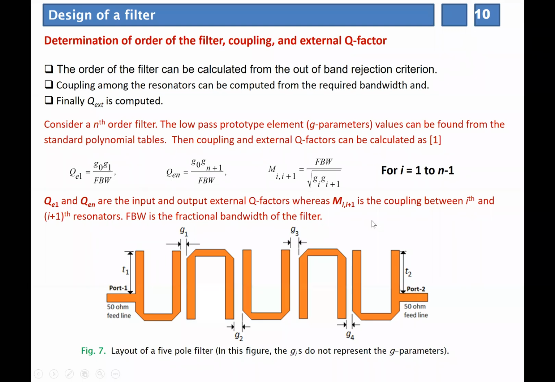If it is a Chebyshev filter, then we will have different G values. If we have a Butterworth filter, then different G values. For an elliptic filter, we will have different G values, and those are available in any standard filter design book or in any table of G parameter values. And M, that is the coupling between two resonators, can be expressed using FBW. FBW means fractional bandwidth. Fractional bandwidth can be computed as delta F by F naught, that means bandwidth by center frequency.